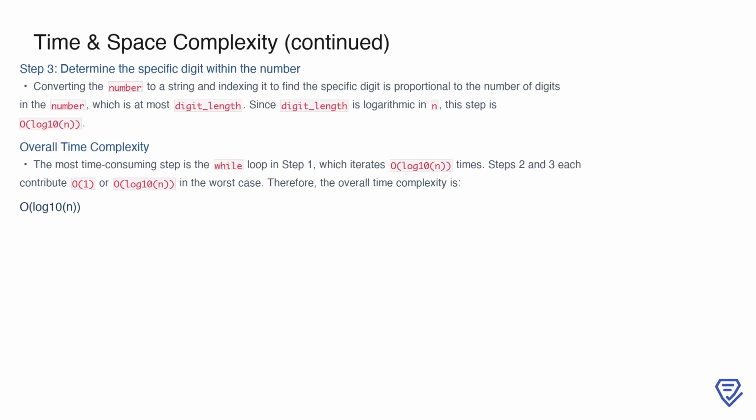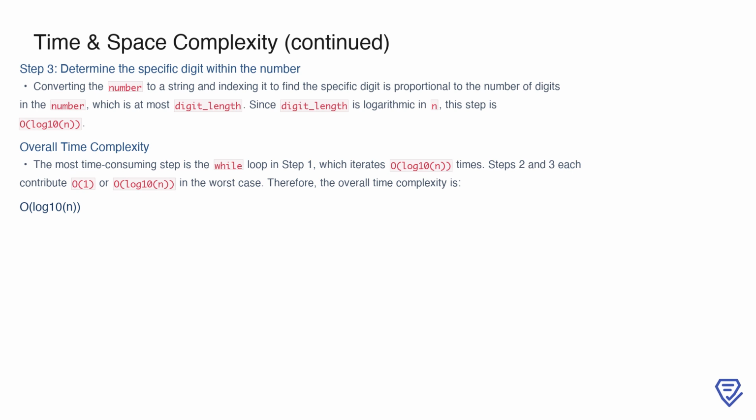After identifying the specific number, the algorithm determines the exact digit within that number. This is done by converting the number to a string and indexing into it to extract the desired digit. The time complexity of this step depends on the number of digits in the number, which is equal to the current digit length. Since the digit length grows logarithmically with n, this step has a time complexity of O(log10 n).